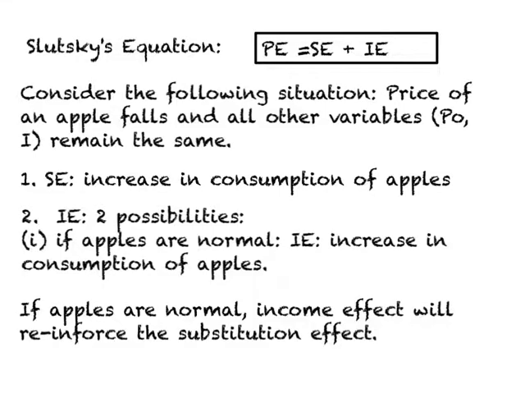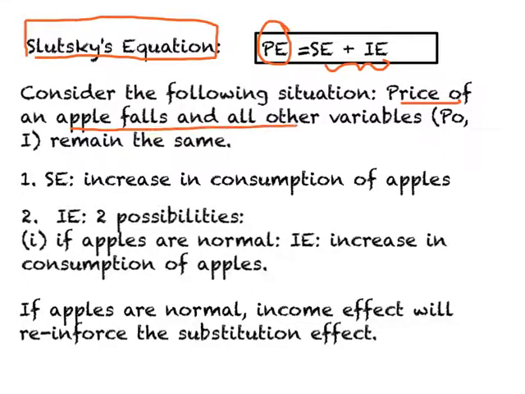In the previous video, we studied Slutsky's equation. And what is Slutsky's equation? It simply states that price effect is equal to the sum of substitution and income effect. Now let us revisit the story that we have been working on, and that is the price of an apple falls and all other variables like the price of an orange and nominal income remain the same.